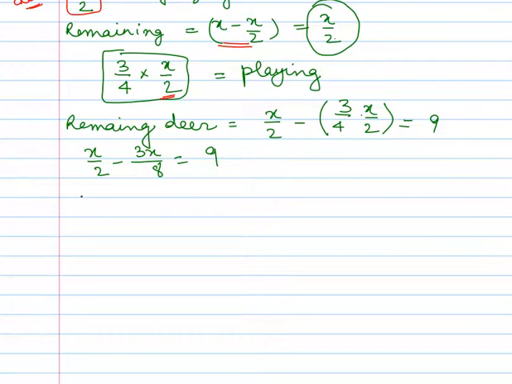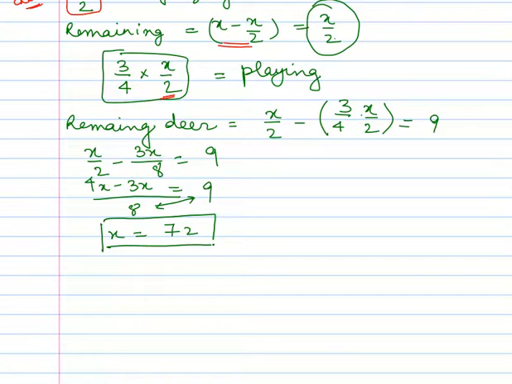So we will take the LCM. The LCM is 8, 4x minus 3x is equal to 9. So 4x minus 3x becomes x. We are cross multiplying, 8 into 9 is 72, so we have again found the answer x equal to 32. So these are the number of deer which are present in the herd.